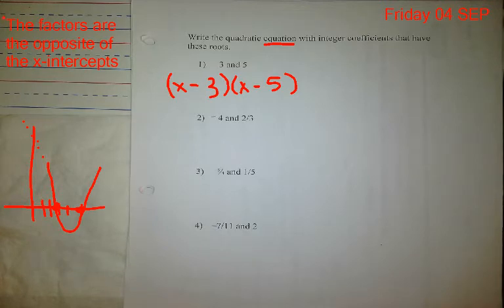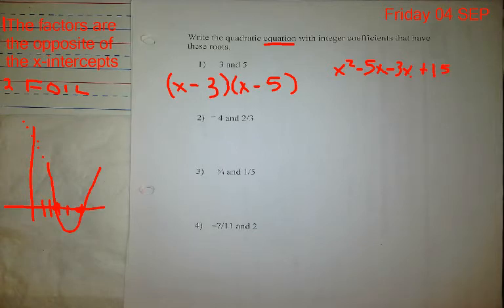So that's the first step. Second step is FOIL. So here we go. I'm going to FOIL. X times x is x squared. Then I do the outside. Outside is negative 5x. Then I do the inside, these two. That's negative 3x. And then I do the last, negative times negative, positive 15.